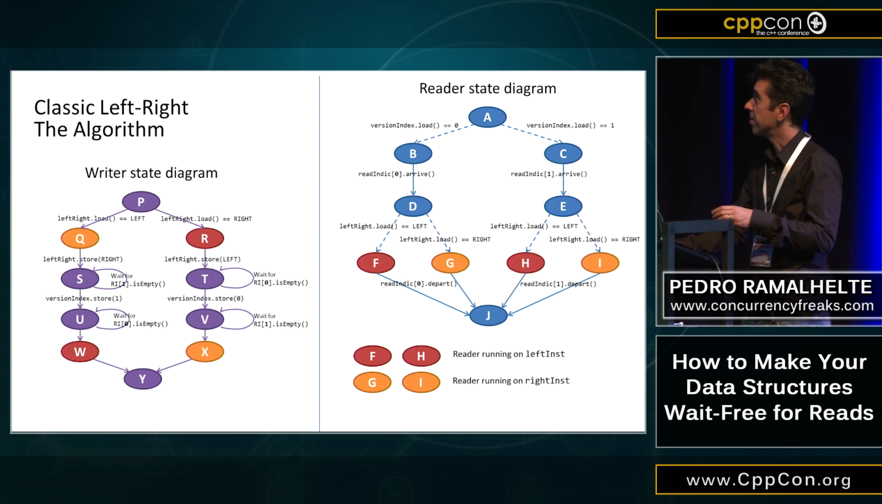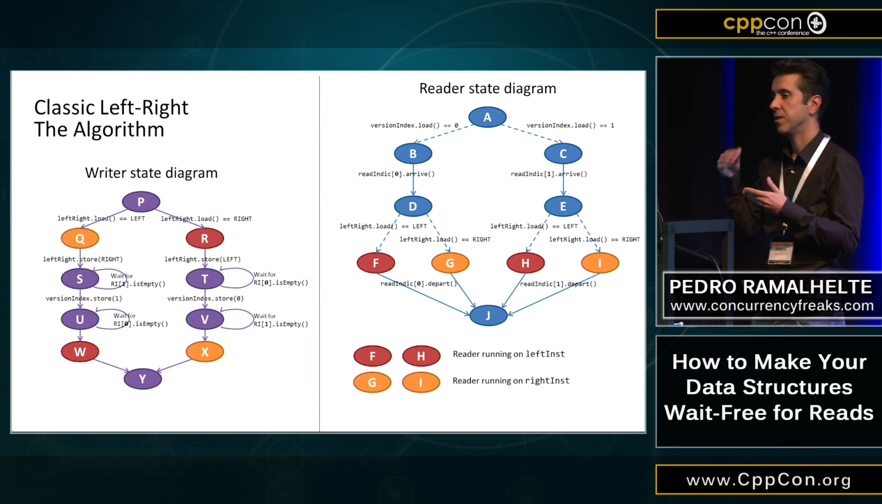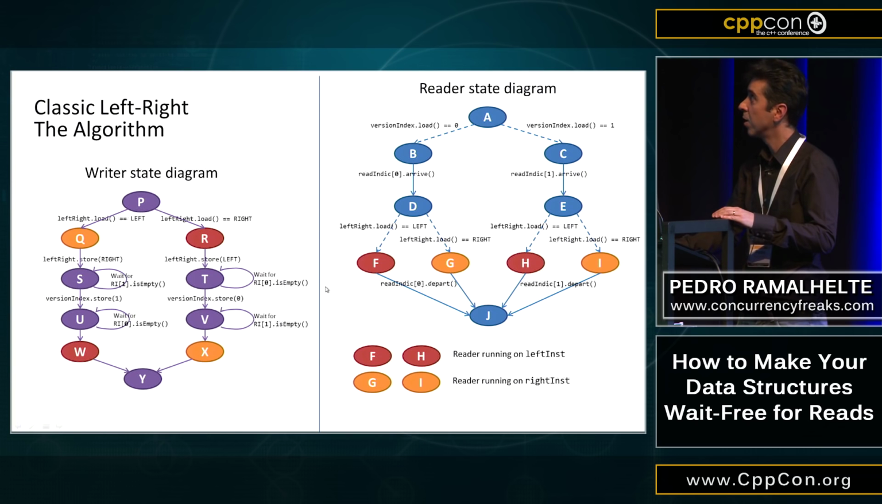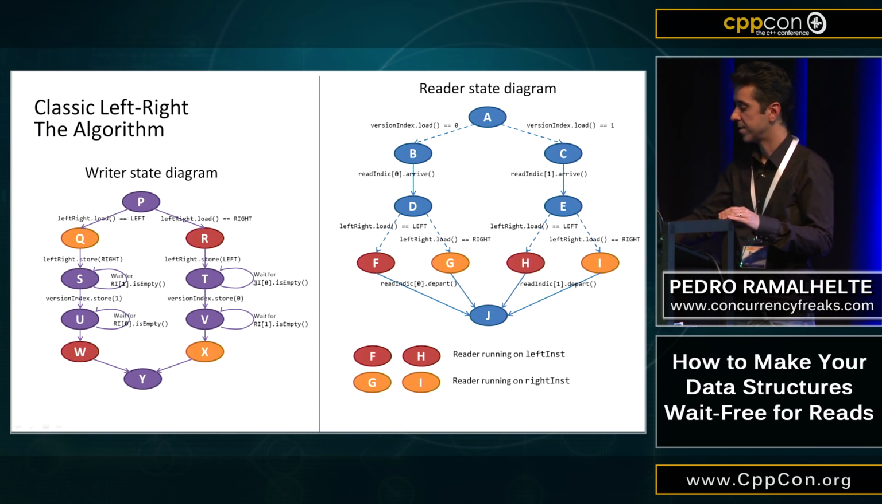But the interesting part about this state machine is that there are no loops in it. It's always going forward, let's say. There's no way to come back in the state. On the other hand, for the writer, there are loops because they have to wait for something to happen, in this case while it's empty.